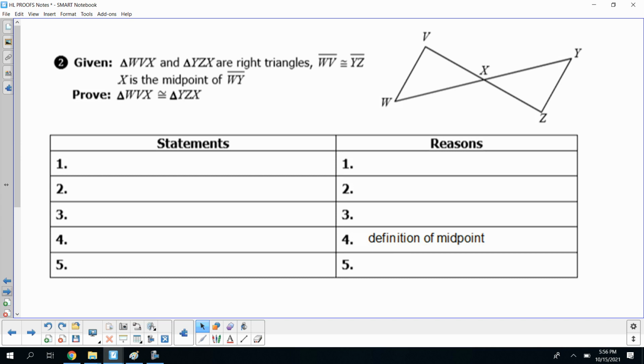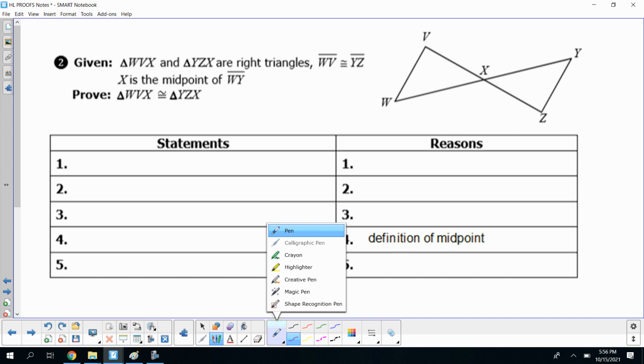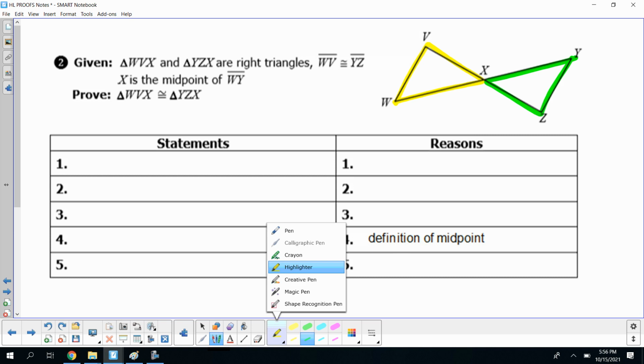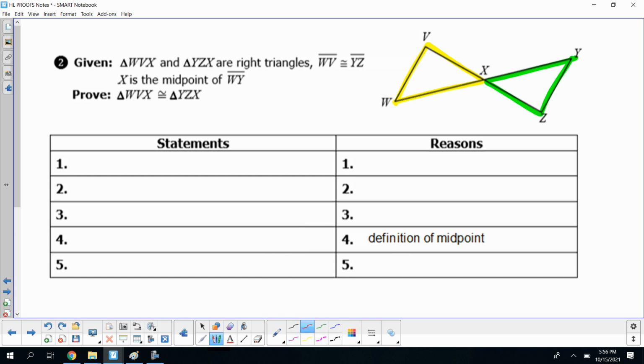For number 2, it says, given that WVX and YZX are right triangles. Okay, so let's take a look. We have WVX, that triangle right there, and we have YZX right there. They are right triangles. So let's mark those as right triangles. Help us see this a little better. So we have the right triangle right here, and we have the right triangle right there.